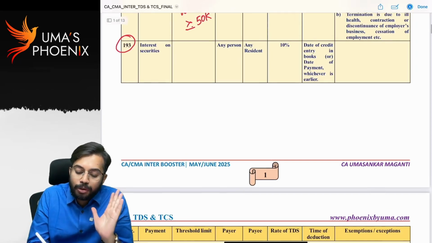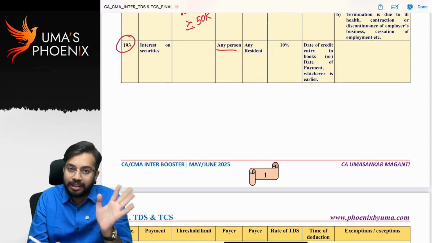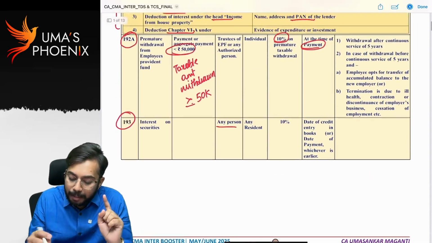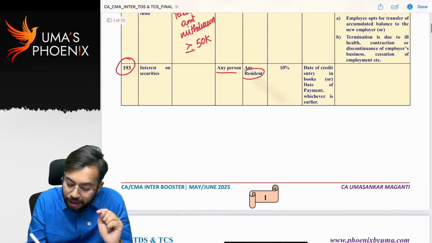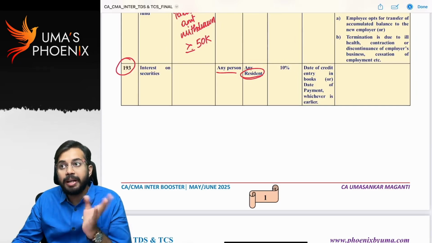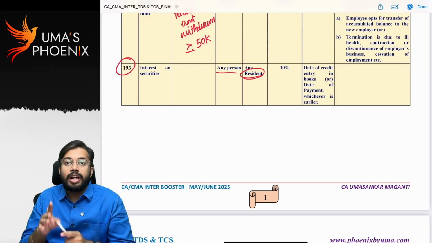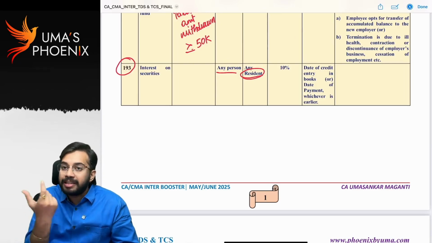So any person who is paying interest is required to deduct TDS on securities. Only if payment is made to a resident, TDS is required to be deducted under section 193. If payment is made to a non-resident, section 195 applies. Okay, so interest on securities, let's say I purchased debentures.